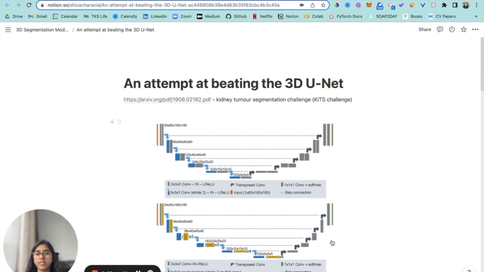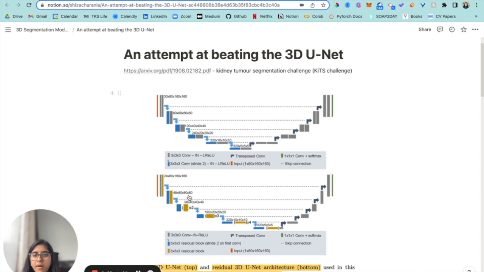So the first 3D segmentation model that I read about was 3D U-Net, but it was an attempt at beating the 3D U-Net, so they talked about different variations of it, and the variations were quite similar, though there were some things that were distinguishing between them. So the first model that you see is the plain 3D U-Net, which is the original one, and then you have the second one, which is the residual 3D U-Net architecture.